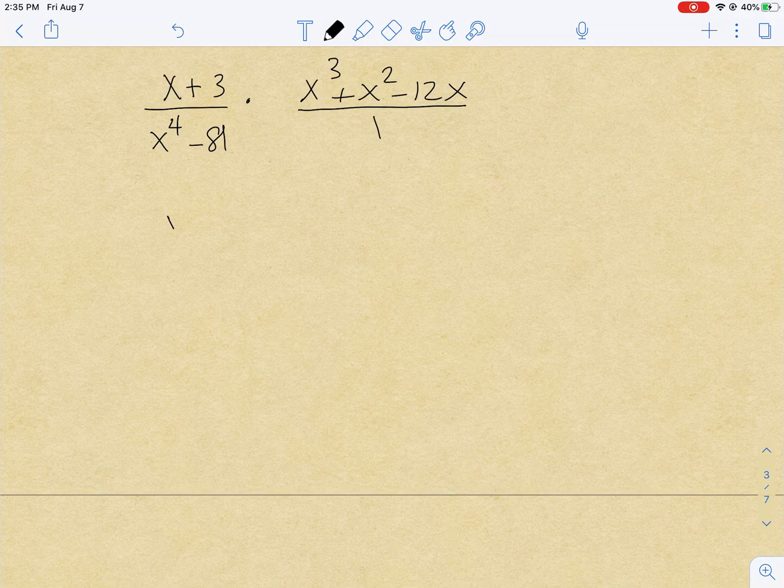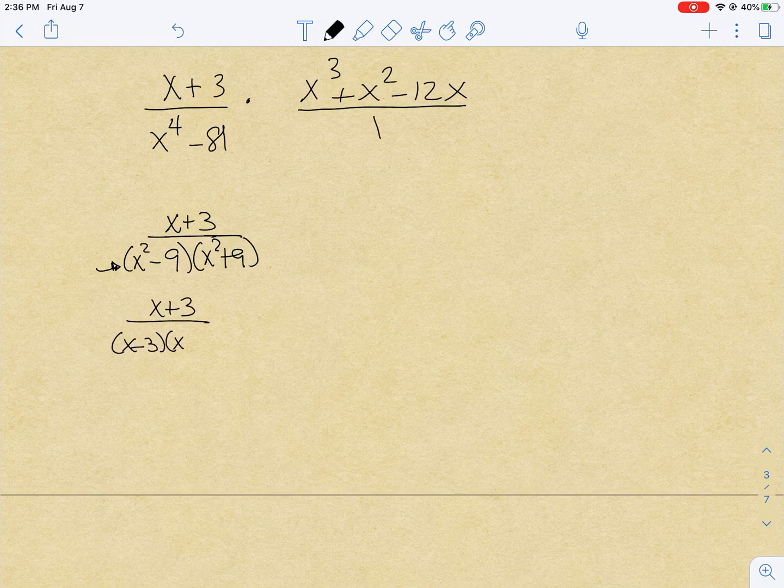So I'm going to start with the first fraction here. x plus 3 I can't do anything with, but x to the 4th minus 81, that looks like a difference of 2 squares. So I'm going to factor that. And then if you guys notice right here, x squared minus 9, that's another difference of 2 squares. So we can actually break that one down even more.